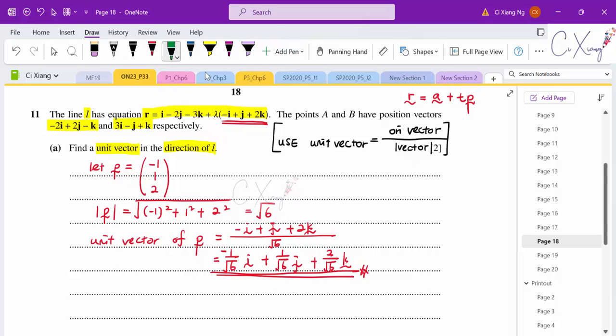Okay, so just in case you don't prefer to have your answer with a surd at the denominator, then you can rationalize it. If you rationalize it, basically it should be negative square root 6 over 6 i plus square root 6 over 6 j and also square root 6 over 3 k. Alright, so if you rationalize your answer, it is also accepted. Yeah, so this is how we find the unit vector for a particular vector. Alright, okay, then let's proceed to part number B.